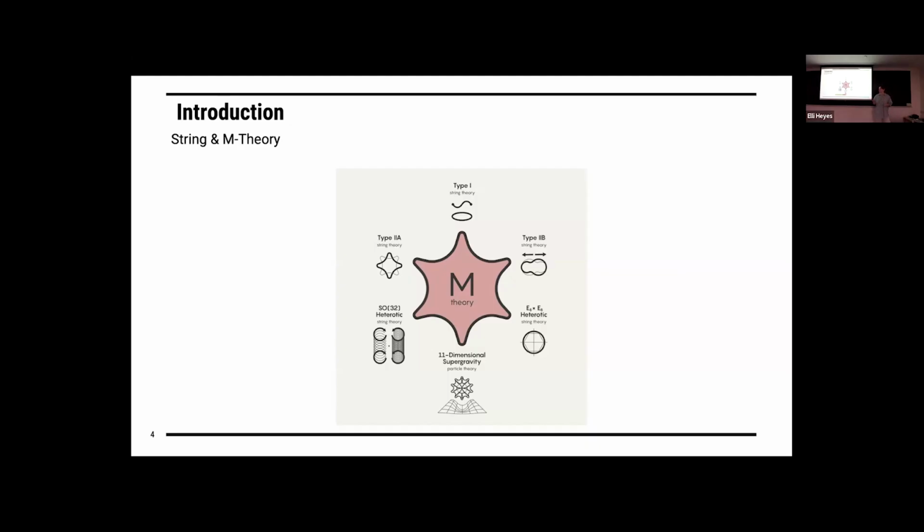There are several different versions of string theory. They differ in the kind of strings that they allow and the types of symmetries that they have. And M theory is another theory which connects all of these different versions of string theory together via various different dualities.